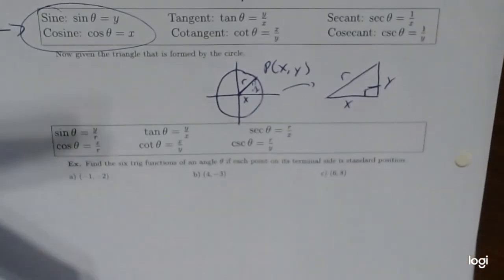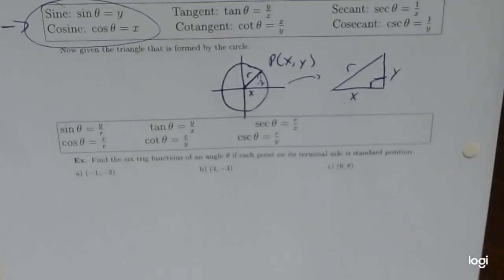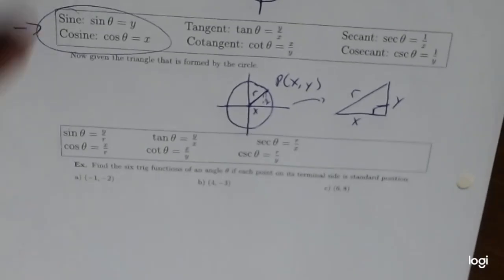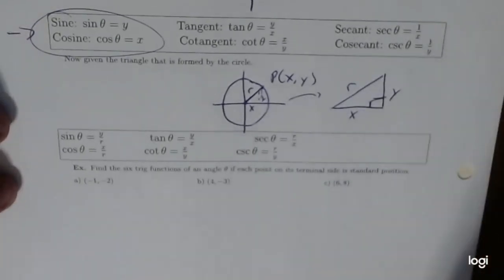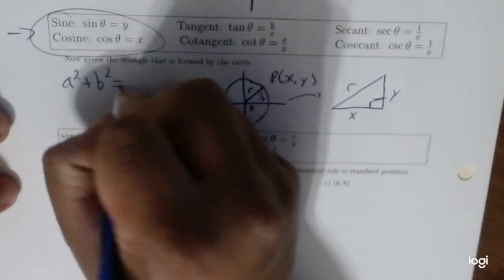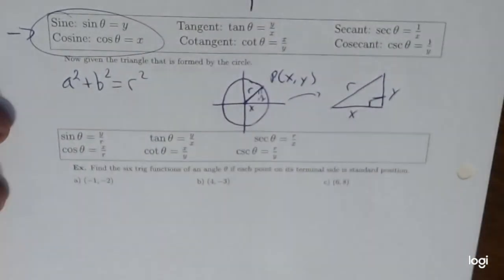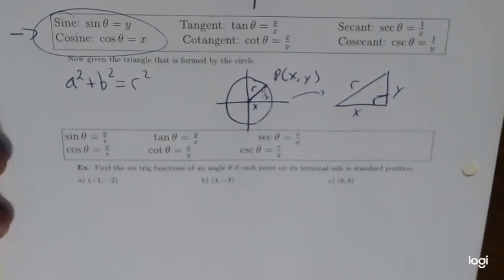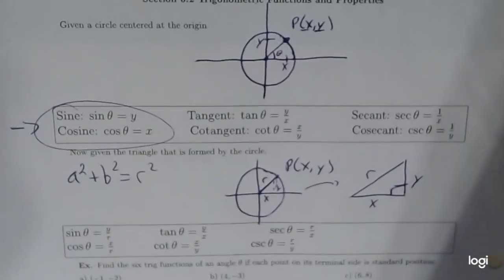Now, the most important thing when it comes to the right triangle is the Pythagorean theorem, which we'll be using a lot in the next couple of sections. A quick review: a squared plus b squared is equal to, let's say, r squared, since we're using r. We're going to use that to figure out our sine and cosine functions in the general case.